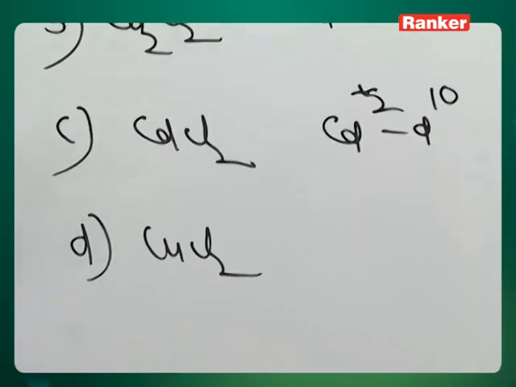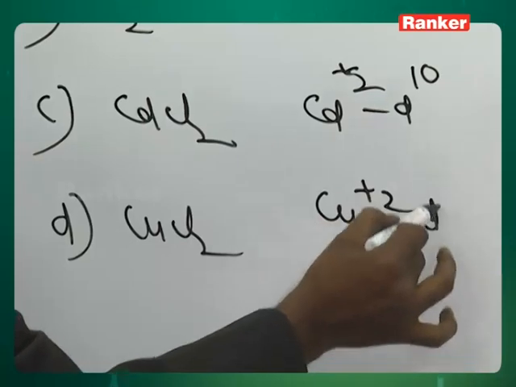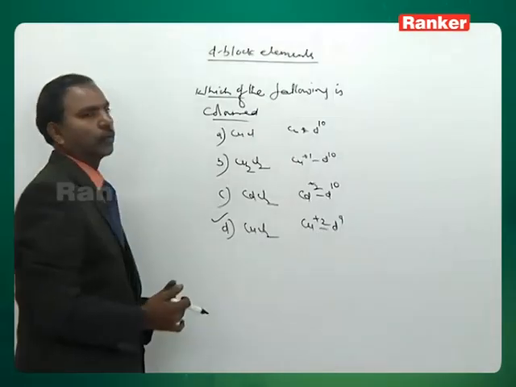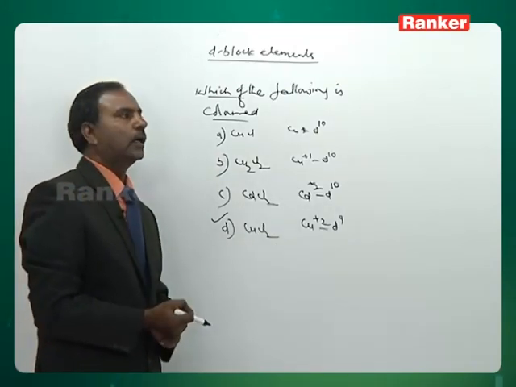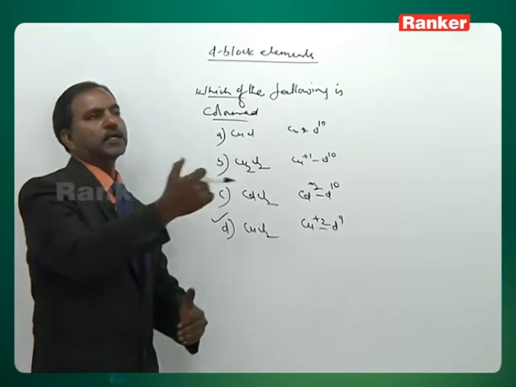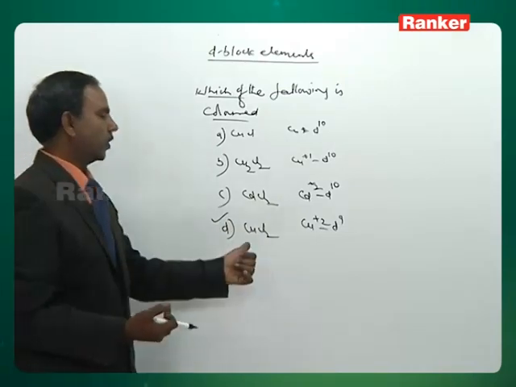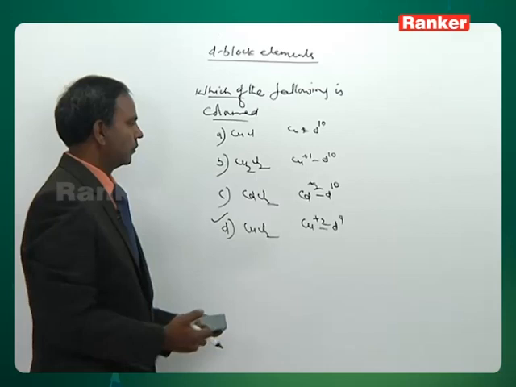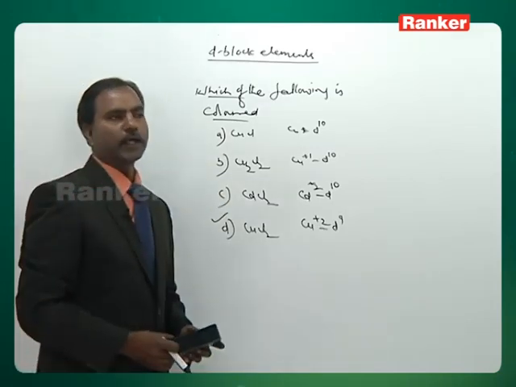Therefore colorless. In the case of CuCl2, you can consider Cu +2. This is D9. Therefore only CuCl2 exhibits color, as CuCl2 carries D9 configuration. One unpaired electron is there. Then excitation and de-excitation is possible. Absorption and emission is possible. Therefore only CuCl2 exhibits color, the remaining are all colorless. This is the way questions appear in the examination.